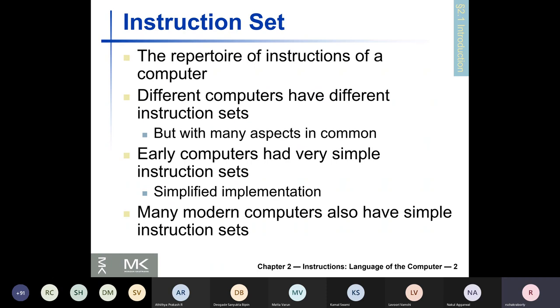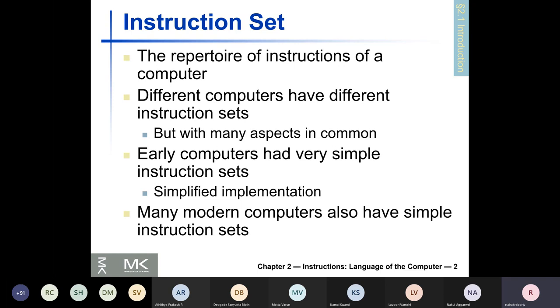Okay, so different computers have different instruction sets. I think you have been exposed to that in your previous lectures, but they have many aspects in common because these ideas of how a microprocessor should work remain the same in most cases. Early computers had very simple instruction sets, which simplified their implementation. However, as time has evolved, circuit design and implementation of these circuits on silicon into more and more complicated VLSI chips have become very common. That's why the instructions also have become quite complicated.